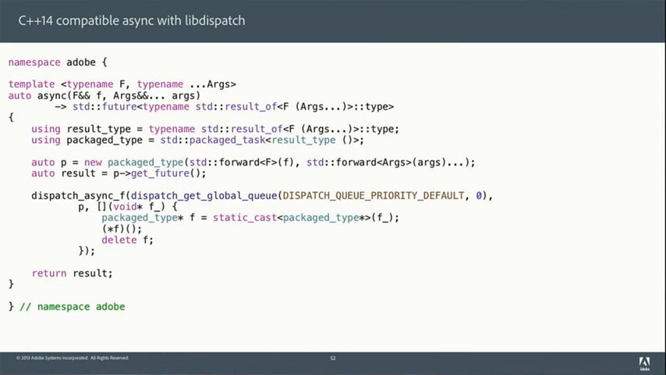So here's a quickie for you. Just put this on a slide. I'm not going to walk through all the code to understand, but this is a task-based, hopefully C++14 compatible async built on top of libdispatch. So if you happen to be working on Mac or iOS and you want the same semantics that you've got on Windows with std::async, here's an implementation for you.